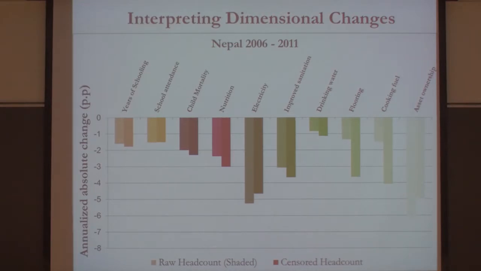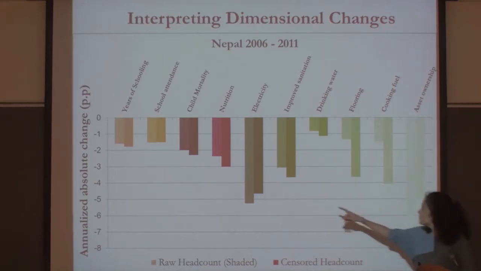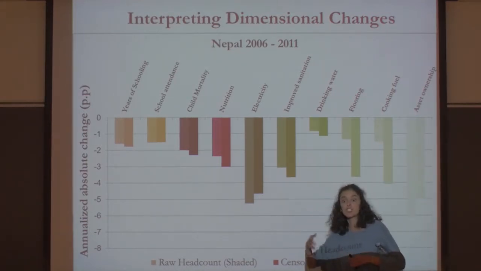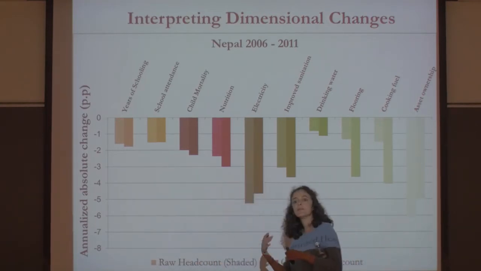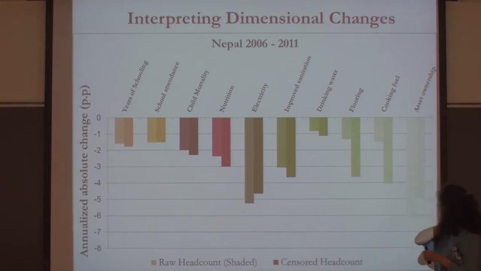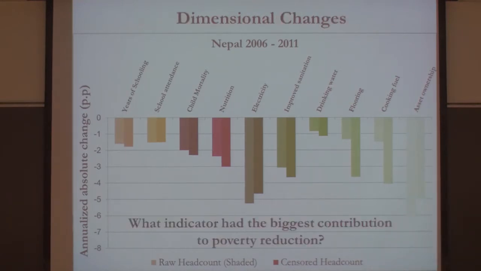That's okay, you understood the idea. So you see that some of the indicators seem to have made the reductions much faster than others. For instance, school attendance seems to have been quite slow, both in terms of raw headcount and censored headcount. And now a different question. So the first is, which indicators are reducing fastest? And now, which indicator has the biggest contribution to poverty reduction?